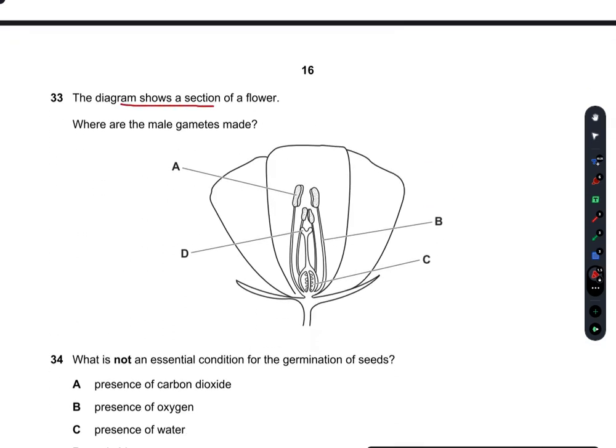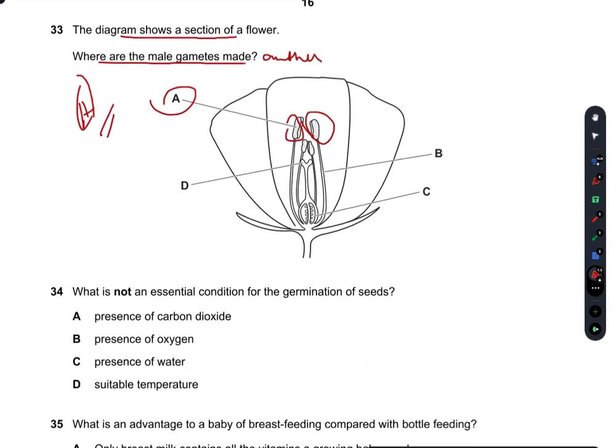The diagram shows a section of a flower. Where are the male gametes made? They are made in the anther. Which of these symbolizes the anther? These two are the anther, which means A is the right option.